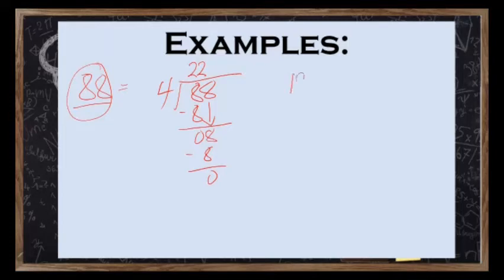Another example, 124. The last two digits here are 24. 24 is also divisible by 4. Therefore, 124 is also divisible by 4.